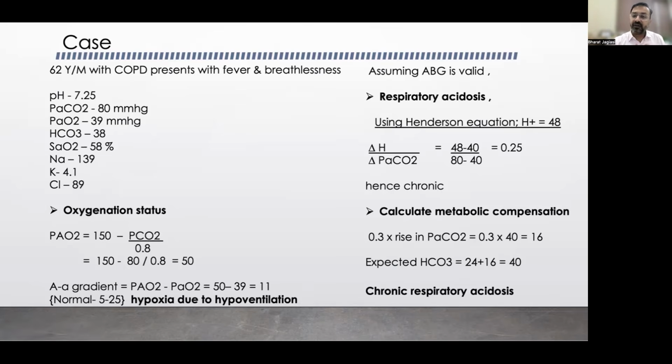Now, to look into the cause, as we discussed earlier, we look at the alveolar-arterial gradient, which comes to somewhere around 11. Normal is 5 to 25. If the alveolar-arterial gradient is normal, that means it's hypoxia due to hypoventilation. So this is how we diagnose it: a chronic respiratory acidosis, and it's because of hypoventilation.